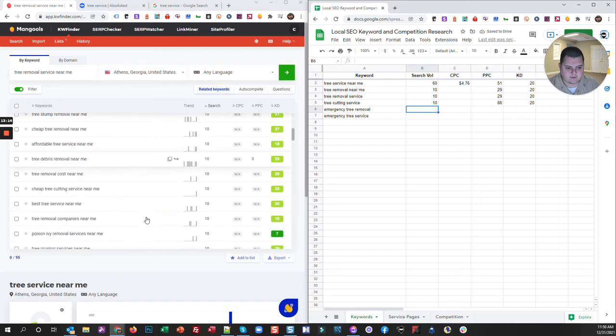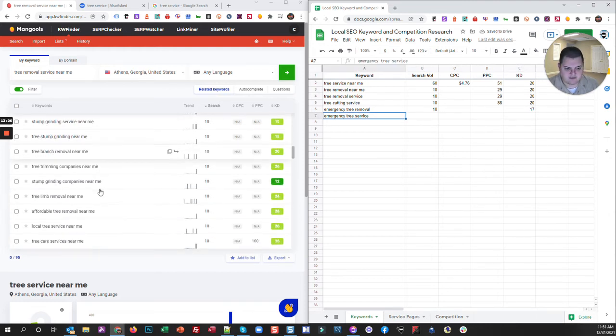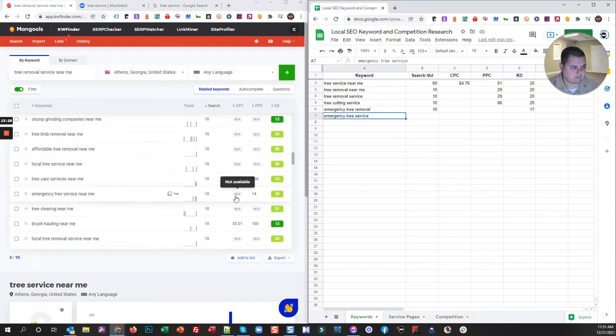Emergency tree removal, we're going to have a 10, a 17. Emergency tree service, we're going to have a 10, 14, and a 20.